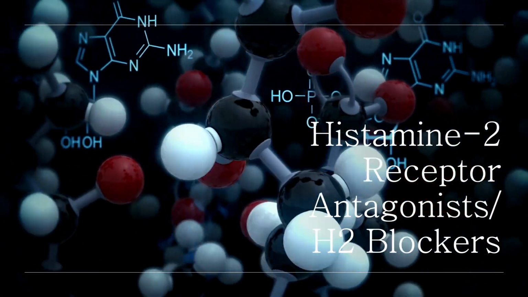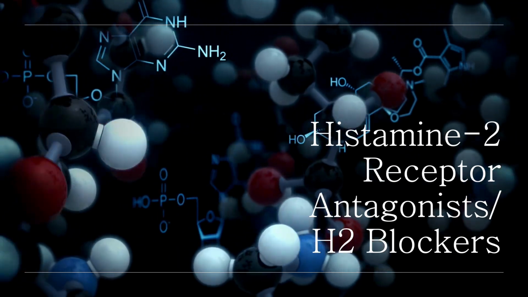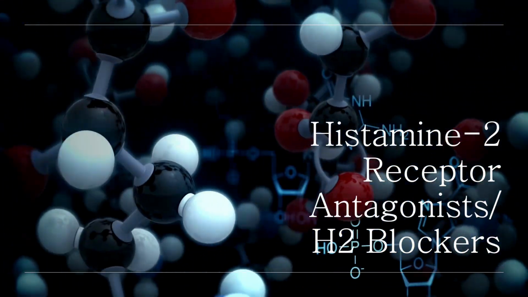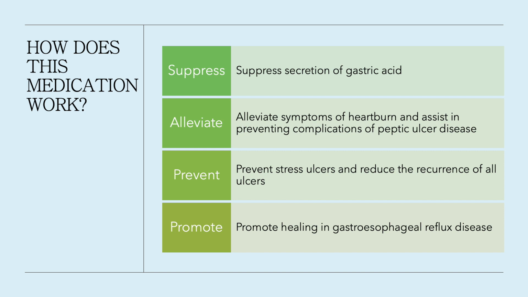All right. Next class is histamine 2 receptor antagonists, also known as H2 blockers. So how does this medication work? First, it suppresses your secretion of gastric acid. So guess what? It decreases the amount of gastric acid that is produced in the stomach.